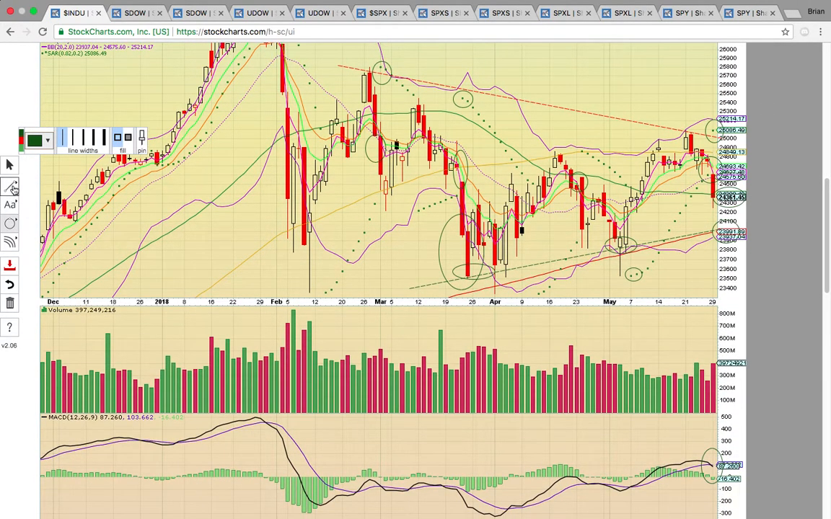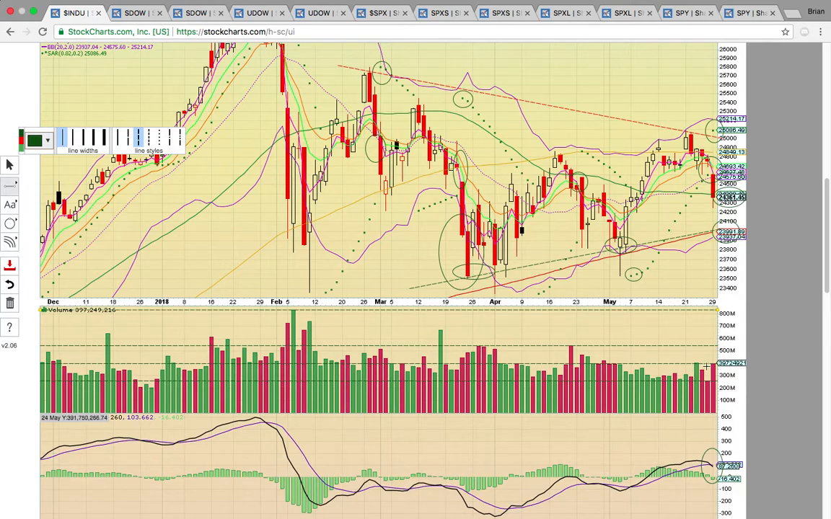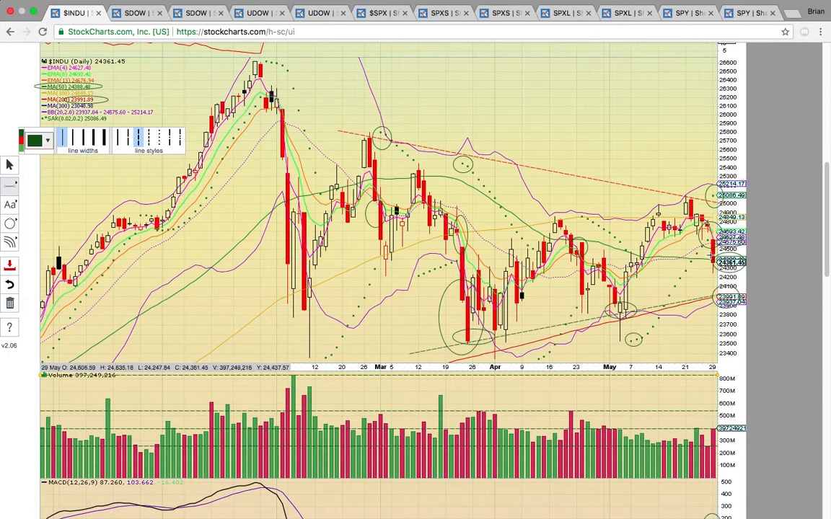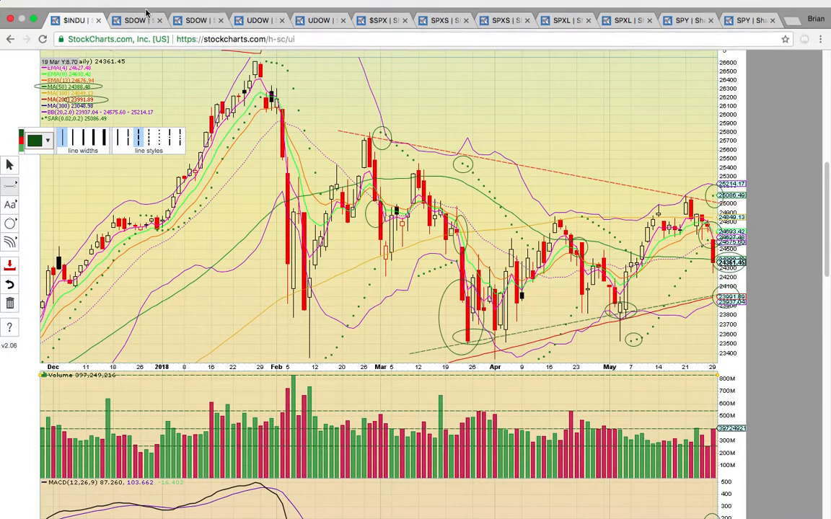Volume wasn't heavy, but it wasn't completely light either. It was average volume, as you can see here. It was a pickup from the volume on Friday, but it wasn't big volume. It wasn't like there was over 500 million shares or 800 million shares. It was around the 400 million mark. So average volume, big drop. It's all about that 50-day simple moving average.